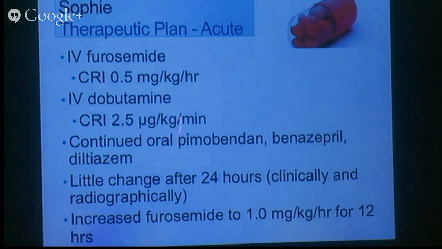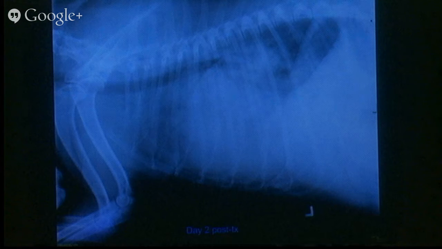Interestingly, with that plan, there was really no change after 24 hours. If you put her radiographs up side by side, you would not be able to tell the difference. And she was minimally different clinically as well. So we chose to force ahead with a higher dose of a CRI for the next 12-hour chunk. We were going to be more aggressive with her diuretic, keep her positive inotrope going, and see where we could get with that. Well, still not looking that great.